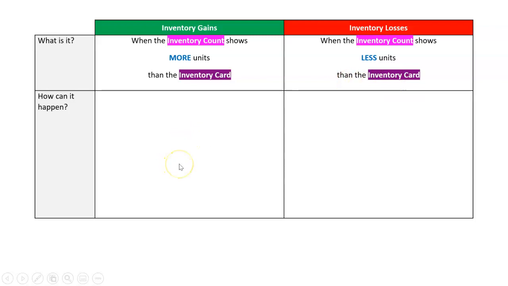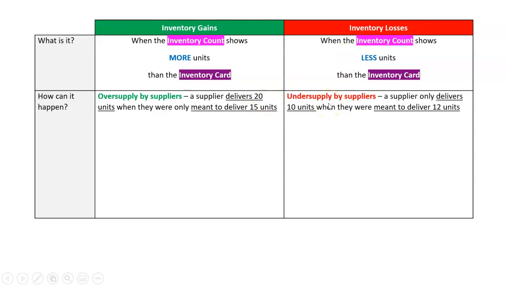How can this happen? You might be asked to give some reasons. Well, let's take inventory gain. How could you gain more units? You could have oversupply by suppliers. A supplier delivers 20 units when they are meant to deliver 15 units. Well, how can an inventory loss happen? We can have the opposite. Undersupplied by suppliers. Let's say you were meant to get 12 units, but the supplier only delivered 10 and didn't pick up the mistake. You'll have lost a couple.